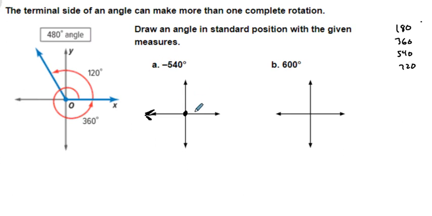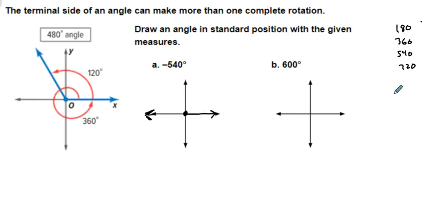So let's get started. So we have negative 540 degrees. So here is my initial side. I'm going to be going this way. I'm not going to draw my spiral yet because I want to see how far I'm going. So I'm going to make one full rotation, and that's going to be my 360 degrees. And I look at my little chart here and I see that my next benchmark, my halfway point, is 540. So I'm actually going to make 1.5 rotations.